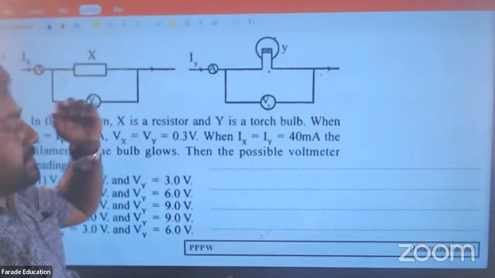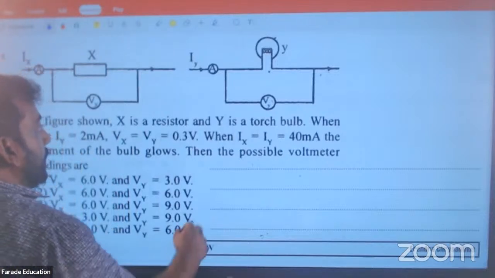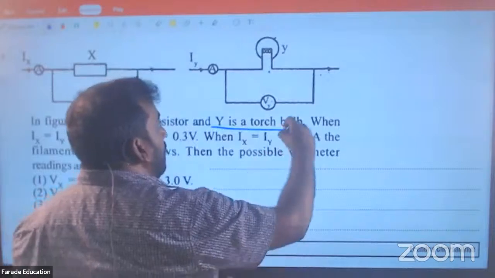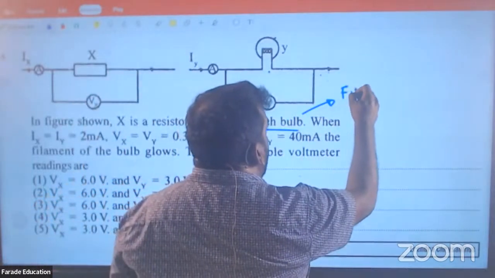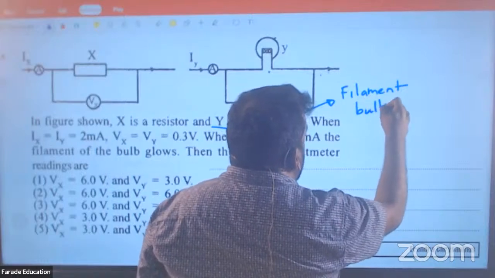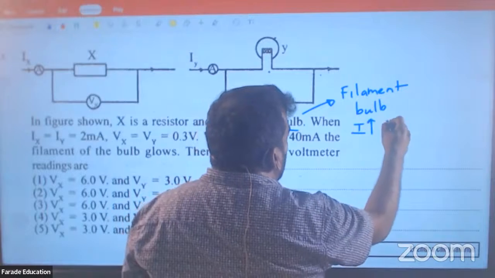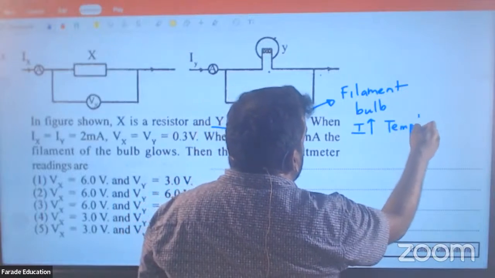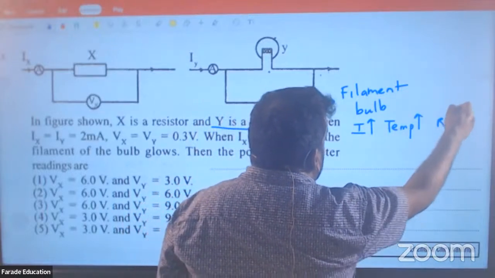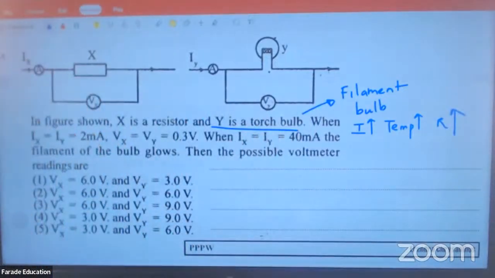When you are doing this, in the figure shown, X is a resistor, Y is a torch bulb. Torch bulb means filament bulb. Remember, in a filament bulb, the more the current goes, temperature increases, resistance will increase. Temperature increases, resistance will increase.